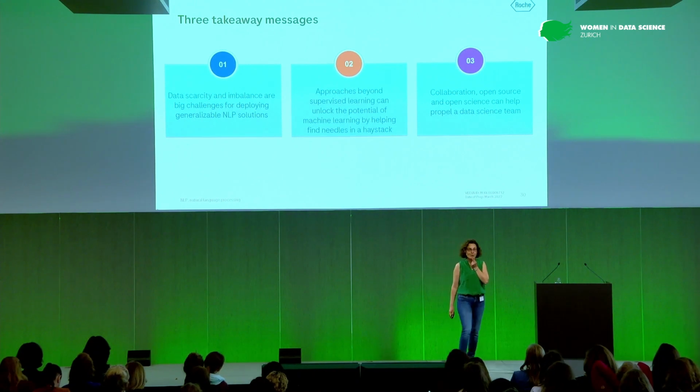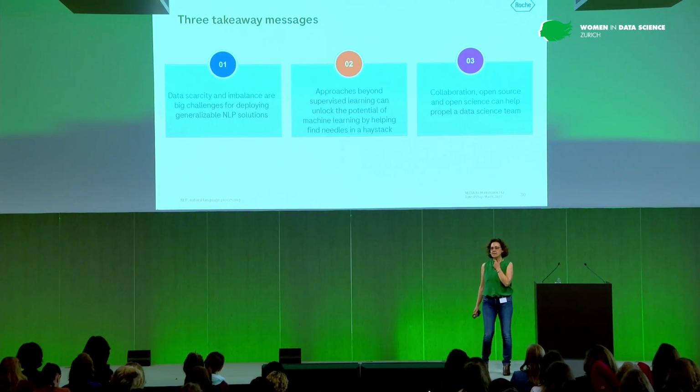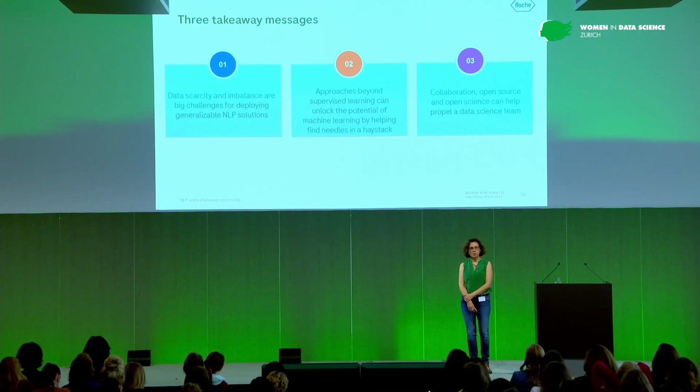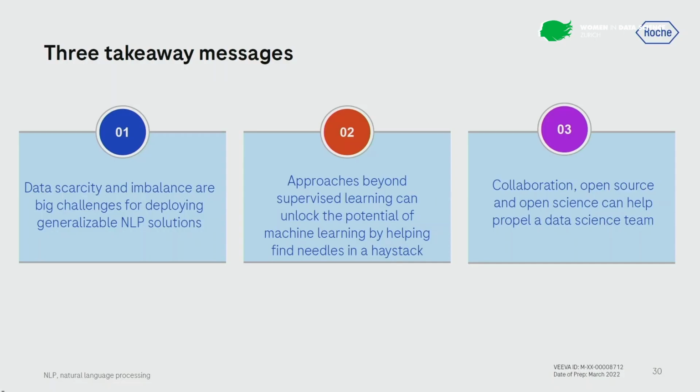So three takeaway messages. Data scarcity and imbalance are big challenges for deploying generalizable natural language processing solutions, not only for natural language processing. I think this can be generalized to other domains as well, but here I focused mostly on NLP. And approaches beyond supervised learning can unlock the potential of machine learning by helping find those needles in a haystack.